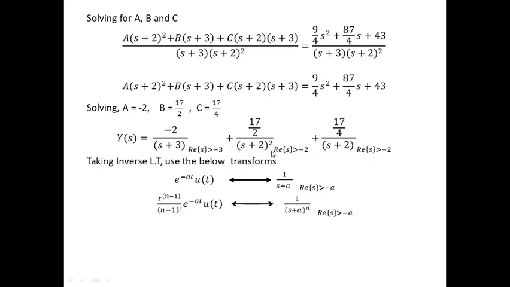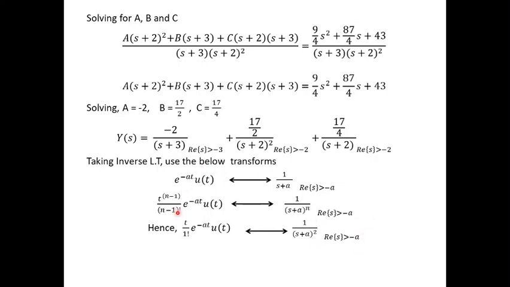So 1 by s plus 2 the whole square. The suitable formula for this is, we know very well a generic formula: t to the power of n minus 1 divided by n minus 1 factorial, e power minus a t u of t, Laplace transform is 1 by s plus a to the power of n, real part of s greater than minus a. So here, when you compare this with this equation, the n value is 2. So t to the power of 2 minus 1 is t power 1. 2 minus 1 factorial is 1 factorial. So the equation will become t divided by 1 factorial, which is 1. So t e power minus a t u of t, Laplace transform is 1 by s plus a the whole squared, real part of s greater than minus a, which is again a formula that you have to remember.